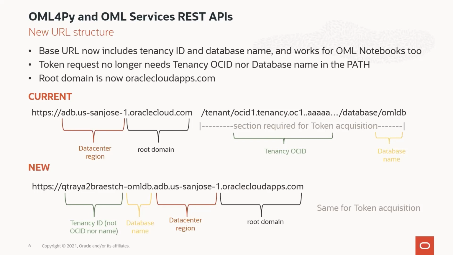Previously, the base URL contained the data center region and root domain. In this case, the region is San Jose and the domain is oraclecloud.com. Now it's going to contain the tenancy ID, which is this thing right here, the database name, OMLDB, the region, and the root domain, which is now oraclecloudapps.com. And the authentication token, which we'll look at next, was requiring the tenancy OCID and database name, but this is no longer needed.